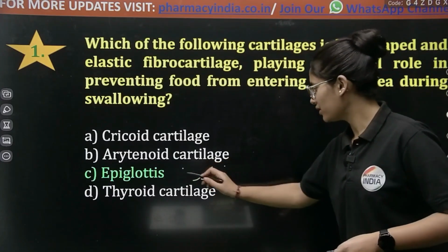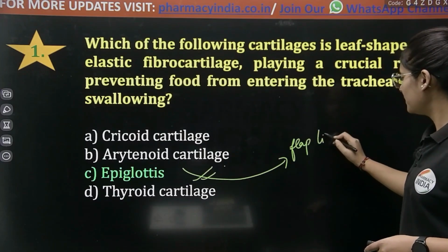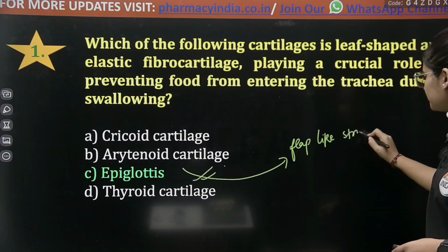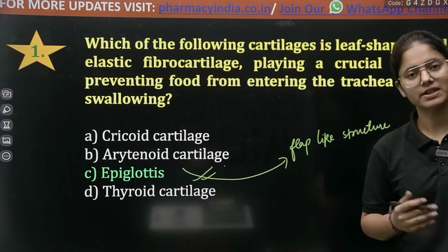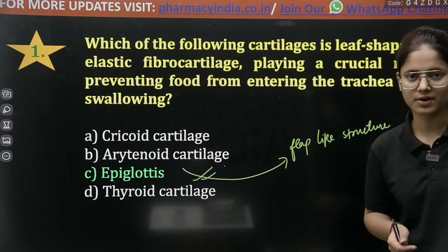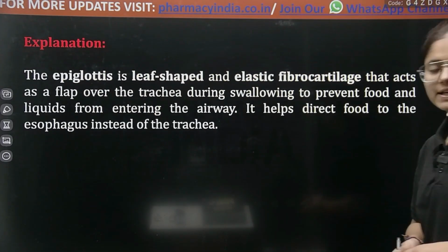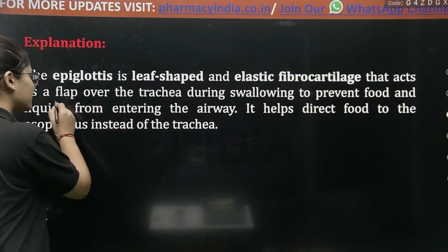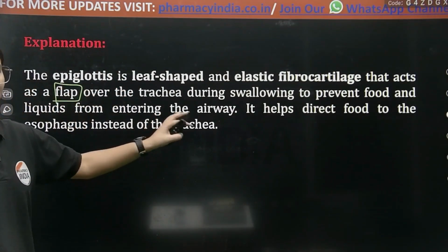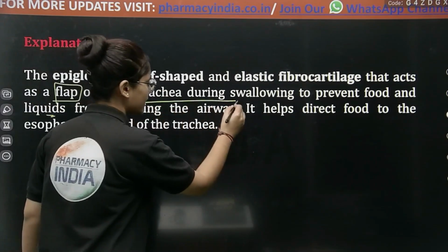Clear? Epiglottis is that flap-like structure, clear, which covers the trachea to prevent food entry during swallowing. Clear? So the correct option is C. The epiglottis is a leaf-shaped and elastic fibrocartilage that acts as a flap over the trachea during swallowing to prevent food and liquid from entering the airway.